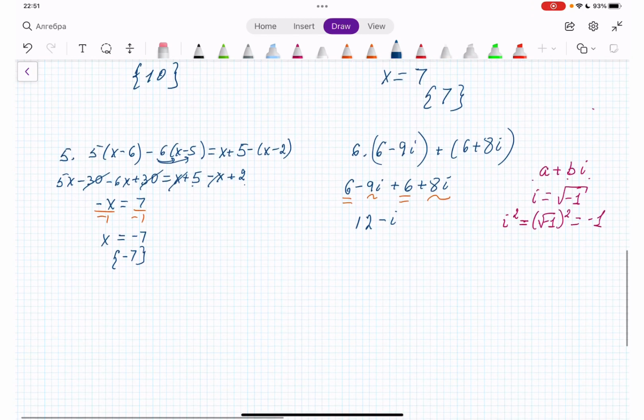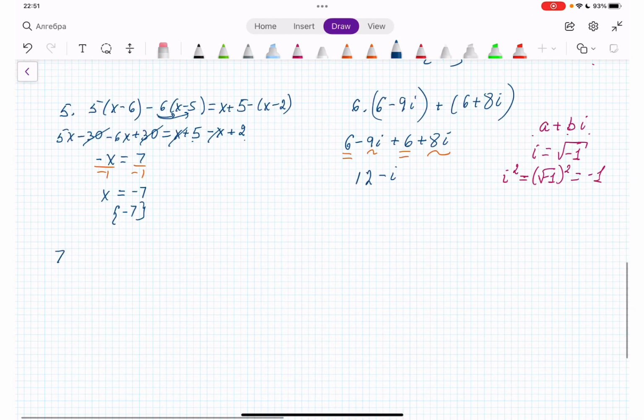Next one, number 7. Again, now here we need to do subtraction. So we have 8i minus 16 minus 6i. Okay, let's open parentheses, 8i, and as you can see, we have a negative sign in front of parentheses. So it's going to flip the sign. 16 is positive, it will become negative. 6i is negative, will become positive.